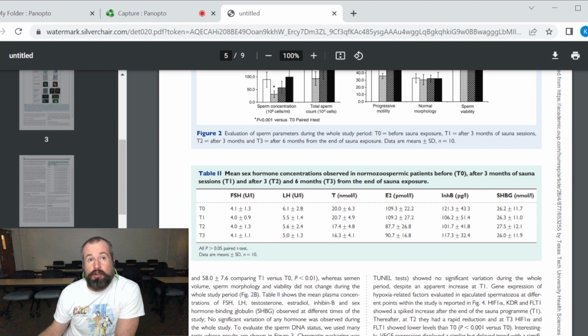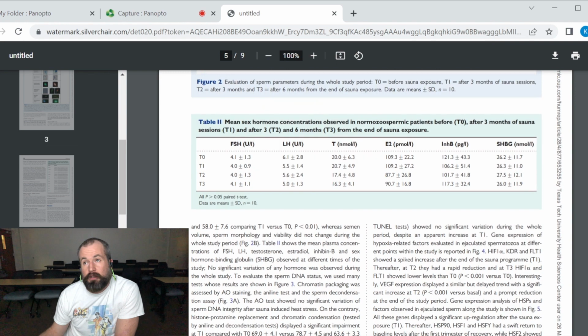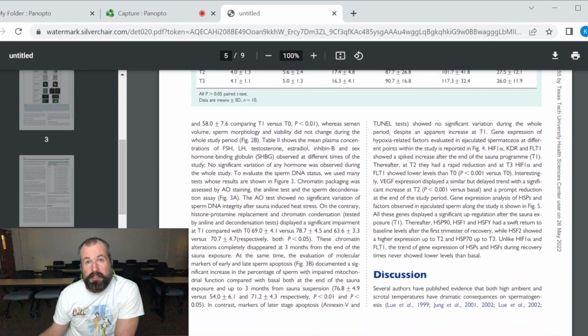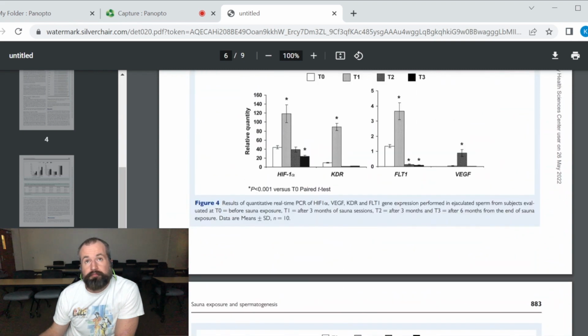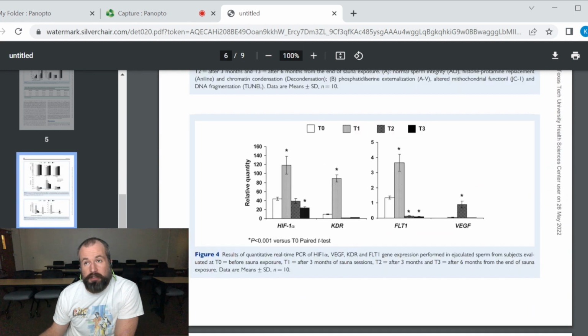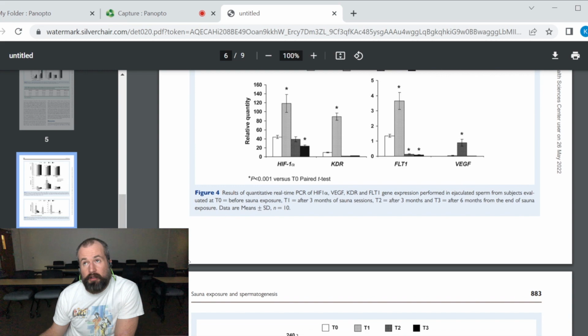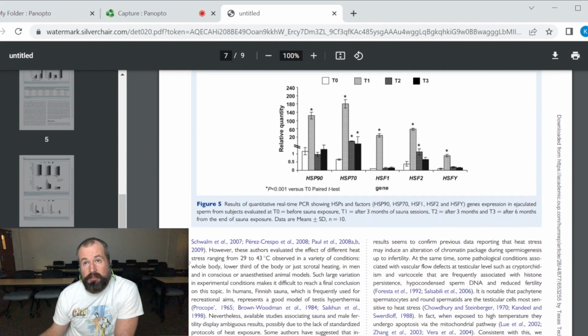And interestingly, there's no effect of any of this on FSH, LH, which is responsible for spermatogenesis, in particular FSH, and testosterone, estrogen. Although inhibin B shows a drop, which is interesting, that might be related to it. And that rebounds by T3, by 6 months, so maybe that's related to it, the inhibin B. But in any case, we see a dramatic change in these hypoxia and heat shock proteins in the testes, and rather in ejaculated sperm.